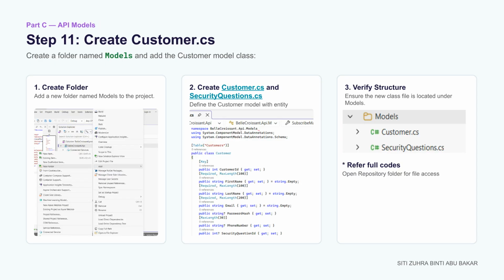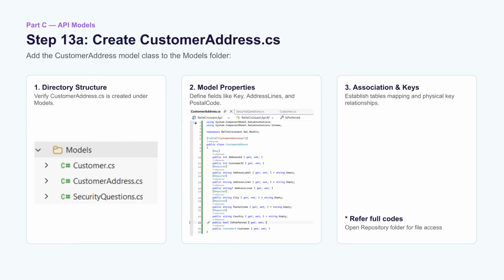In Part C, we create our API models. Start by creating a models folder, then add the customer model class to define our data structures. Finally, we create the customer address model class. This involves defining the properties and establishing the necessary table mapping and relationships within the project.